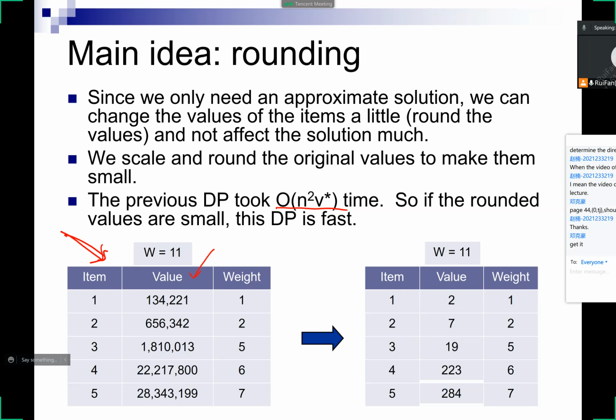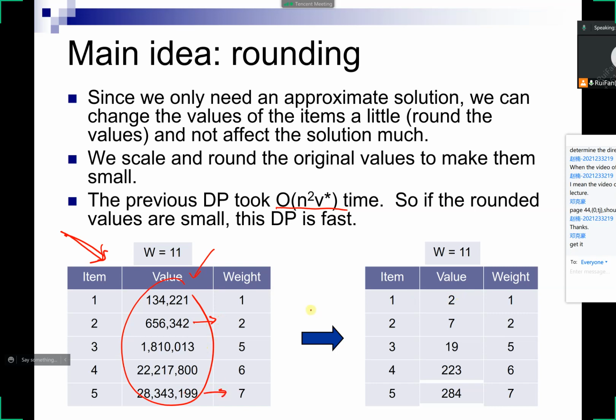And so what we're going to do instead is we're going to convert all of these values to become much smaller values. So for example, suppose you divide all of these values by 100,000, and then you round up. So the 134,000 is going to become, you divide by 100,000 and round up, it's going to become 2. This thing is going to become 7, and then this thing down here is going to become 284.